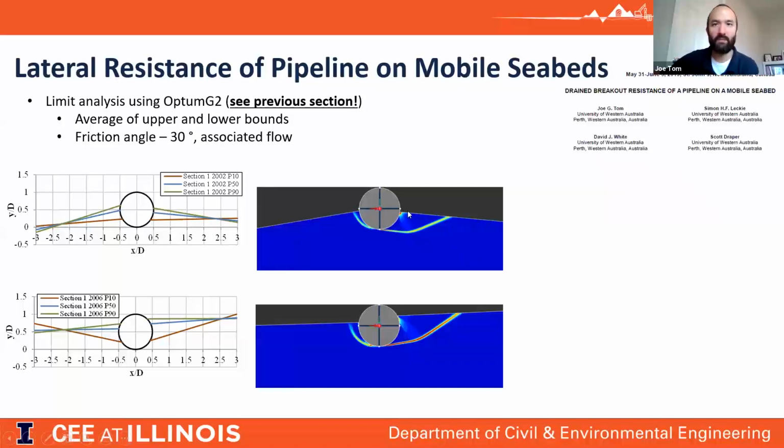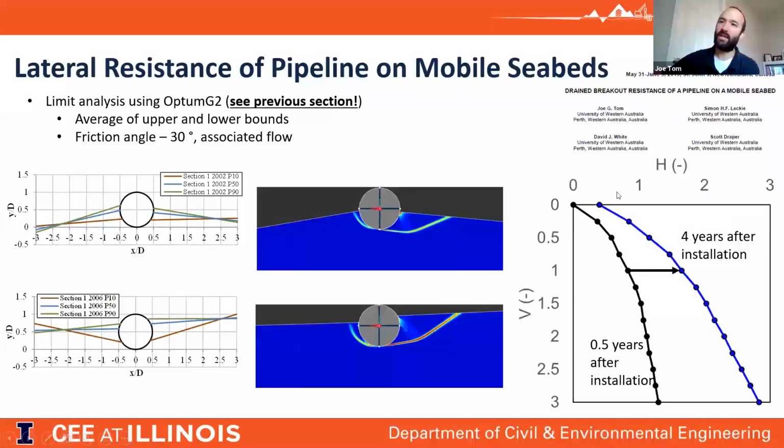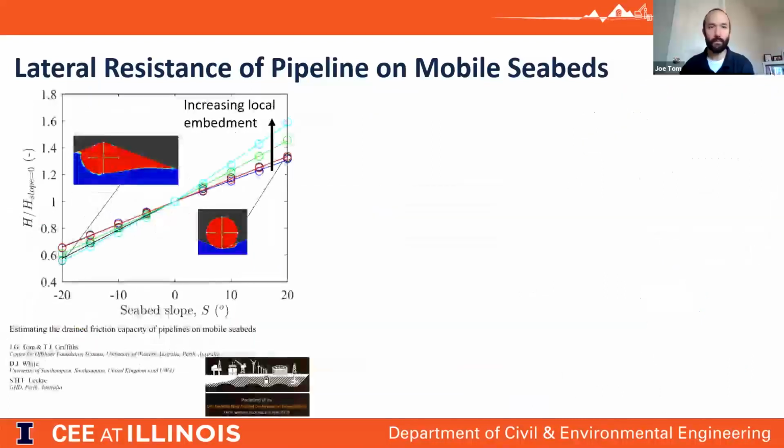You know, it doesn't seem to be much of a difference in the embedment profile, but actually it makes a big difference. And when we look at the changes in the horizontal capacity for different values of vertical load for those two profiles, we see that we get almost a doubling in the horizontal resistance, simply due to the changes in geometry that resulted from sediment transport over that time period.